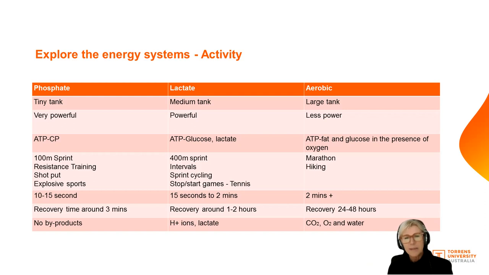Whereas we get to the lactate system, it has a medium-sized tank, powerful, not as powerful as the phosphate. You need glucose. A byproduct is lactate, and also you get hydrogen ions. 400-meter sprints, intervals, sprint cycling, stop-start games like tennis, and it lasts sort of around 15 seconds up to 2 minutes. Recovery is about 1 to 2 hours. And look, obviously, you can get back into the system without that full recovery, but it's not fully recovered until that time. The aerobic system, large tank, a lot less power.